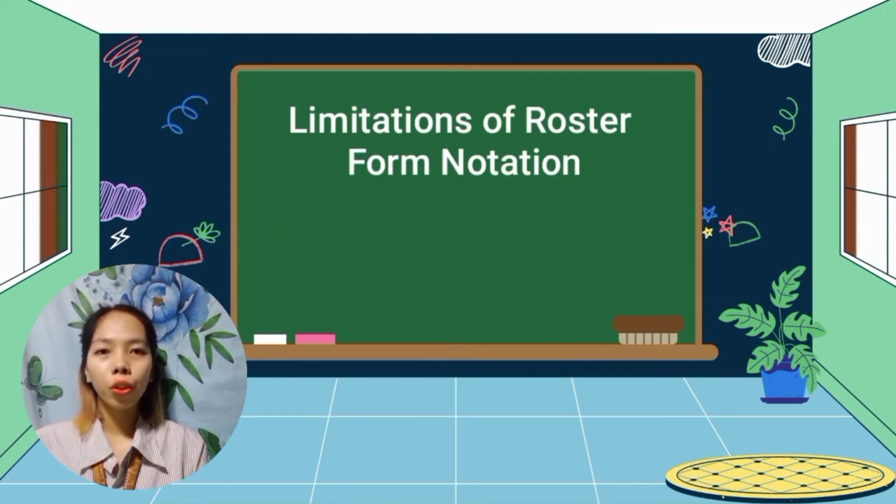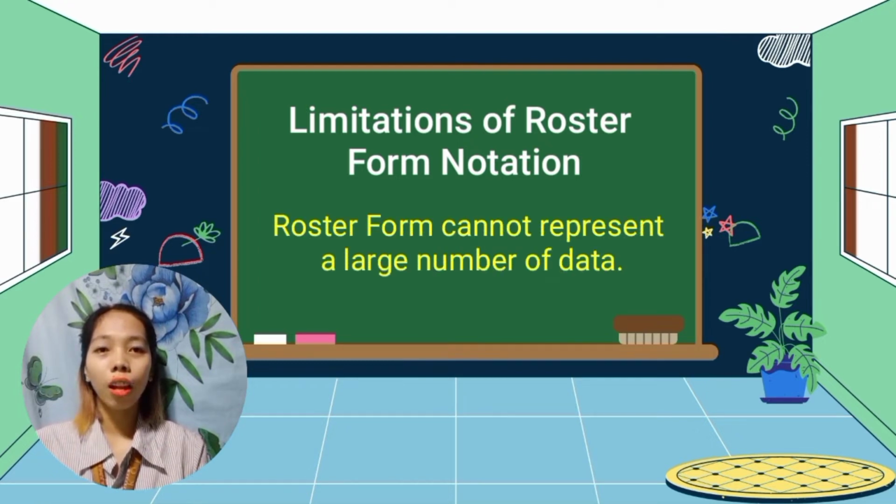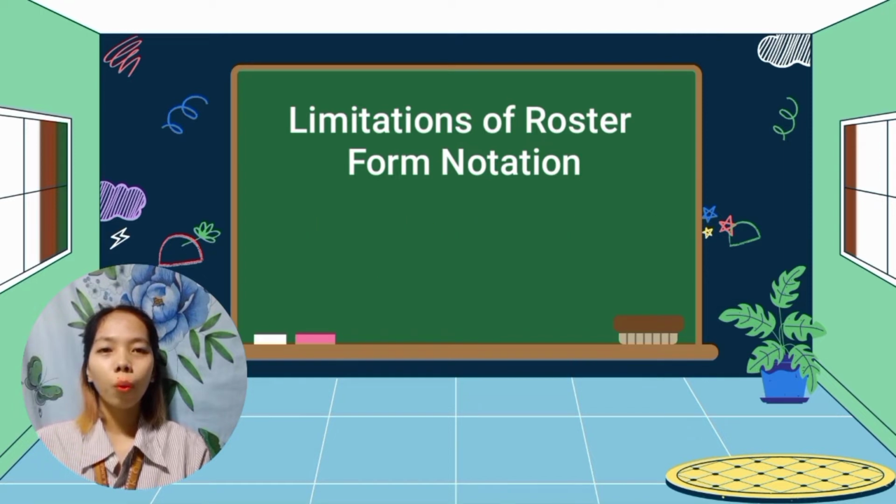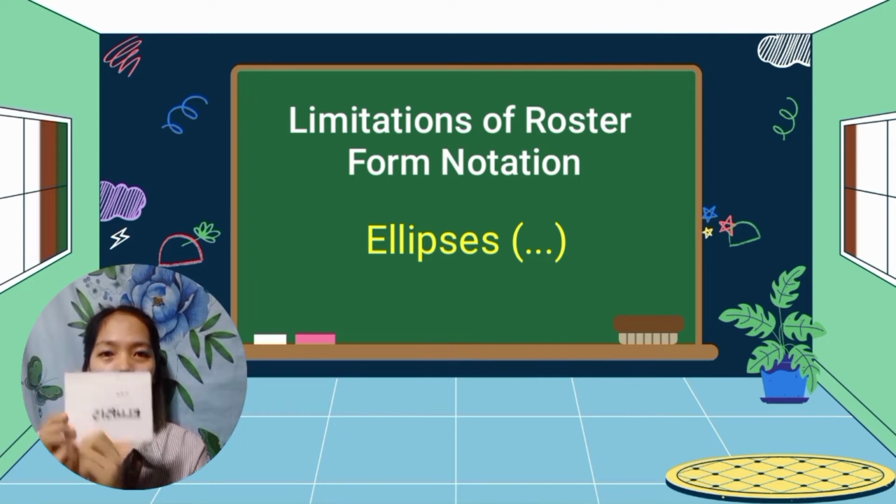One of the limitations of roster notation is that we cannot represent a large amount of data in roster form. For example, if we want to represent the first 100 or 200 natural numbers in a set, it is hard to represent this much data in a single row. This limitation can be overcome by representing data with the help of a dotted line, or what we call an ellipsis.